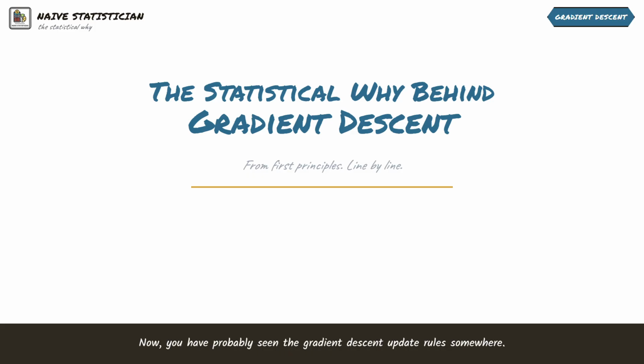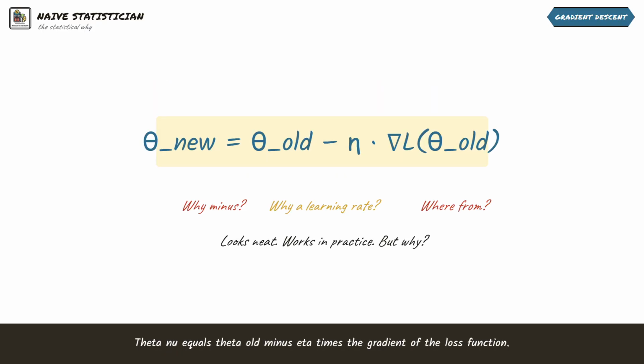Now you have probably seen the gradient descent update rule somewhere. Theta new equals theta old minus eta times the gradient of the loss function. It looks neat. It works in practice. But where does it actually come from? Why subtract the gradient? Why is there a learning rate? And why does this single algorithm sit at the heart of almost every modern statistical model, from logistic regression to neural networks? By the end of this video, you will understand all of it from first principles.